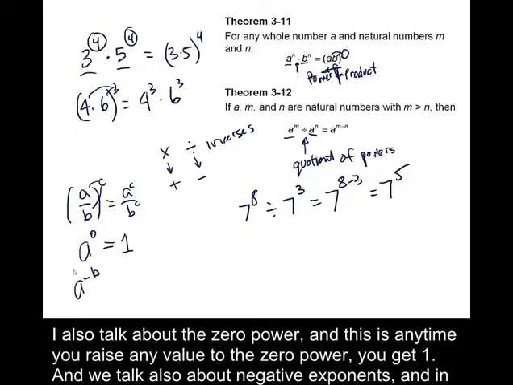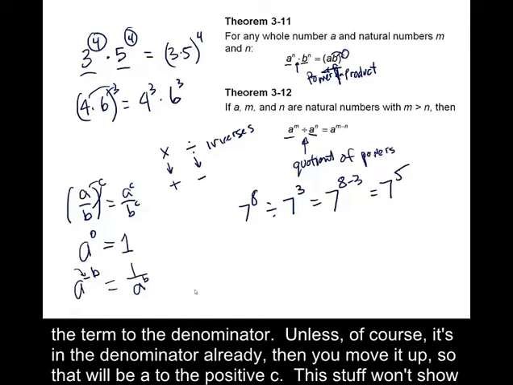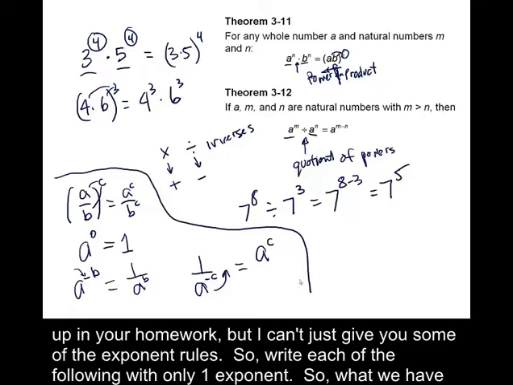And in order to do that, the negative on the exponent just says do the opposite of multiply, which is divide. So when the exponent's negative, you move the term to the denominator, unless of course it's in the denominator already, and then you move it up. So that would be a to the positive c. This stuff won't show up in your homework, but I wanted to just give you some of the exponent rules.